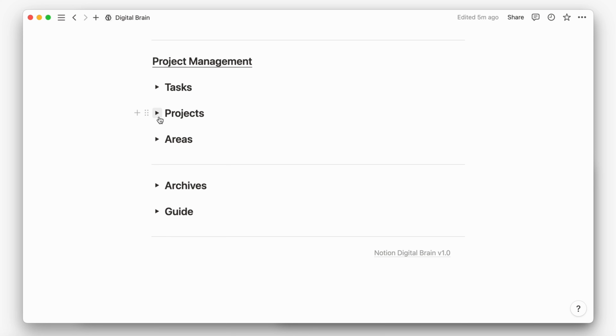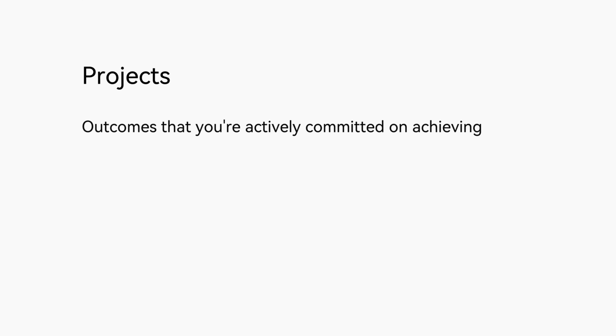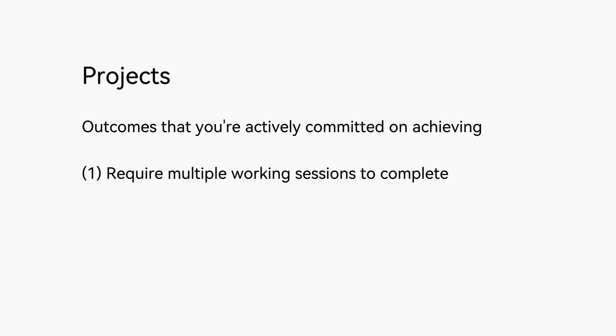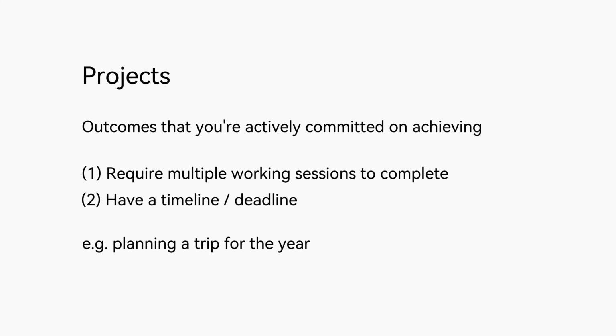So next up, you have your projects. Think of projects as outcomes that you have actively committed on achieving. Projects generally require multiple working sessions to complete and have a timeline or a deadline associated with them. For example, planning a trip for the year could be considered as a project that can come under the area of traveling, as it requires multiple days to execute.